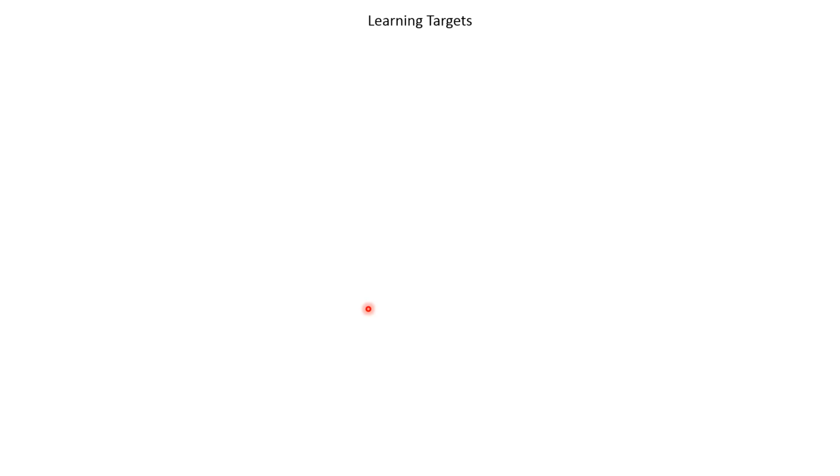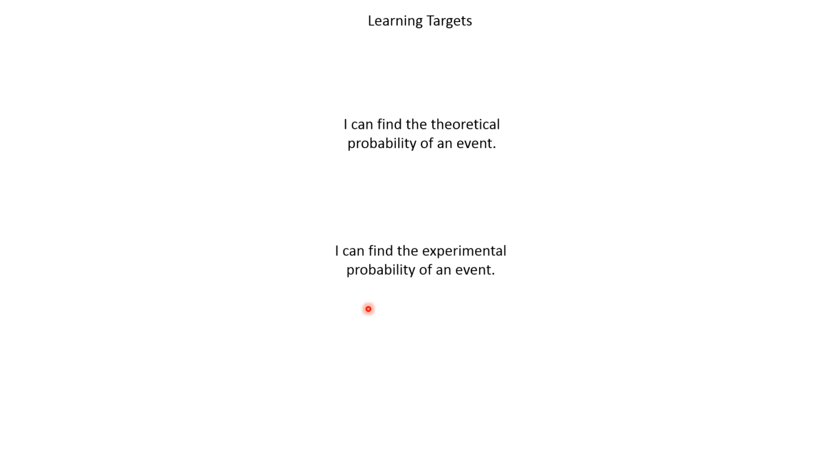Our learning targets for today: I can find the theoretical probability of an event, and, wait for it, I can find the experimental probability of an event. I mean, really, these learning targets are just jaw-dropping. So, let's look at probability in general first.